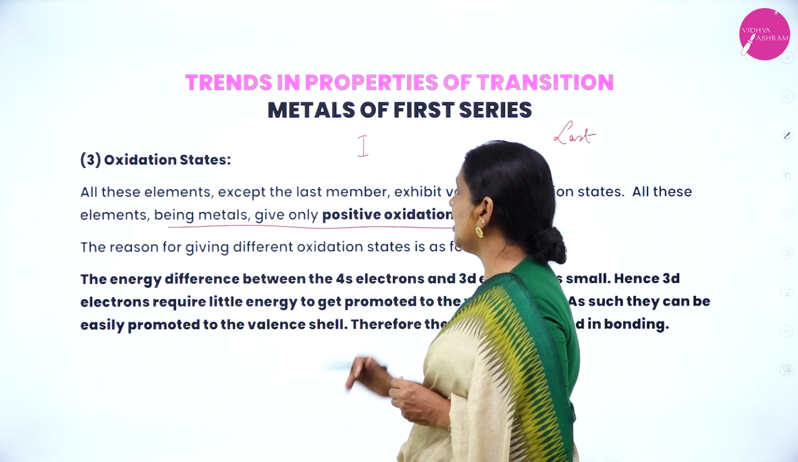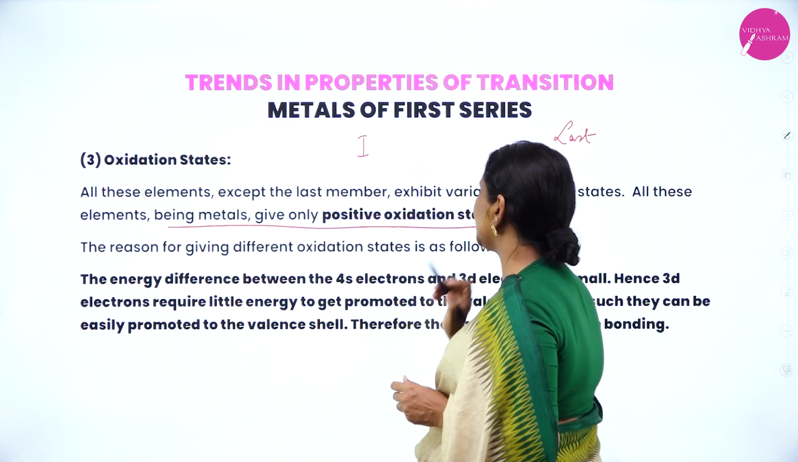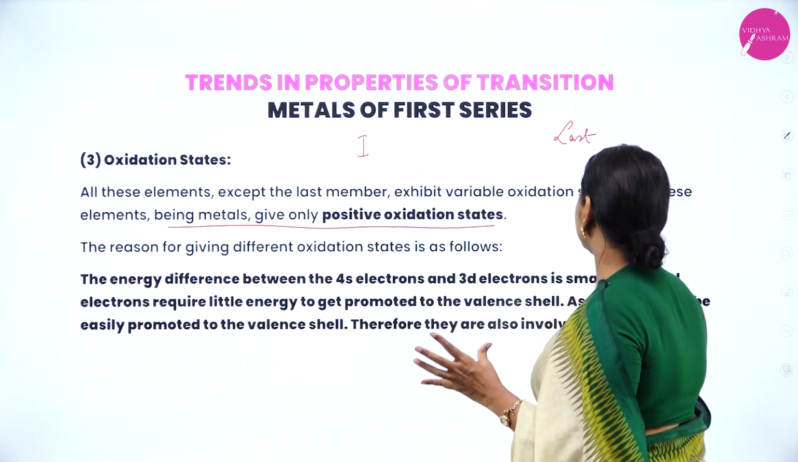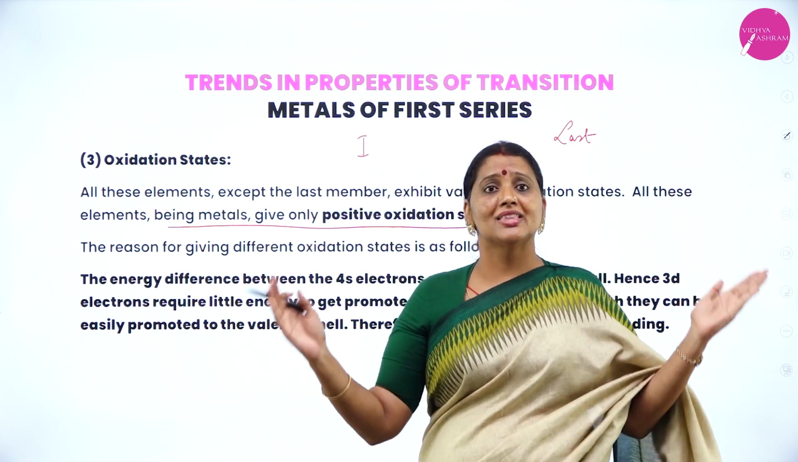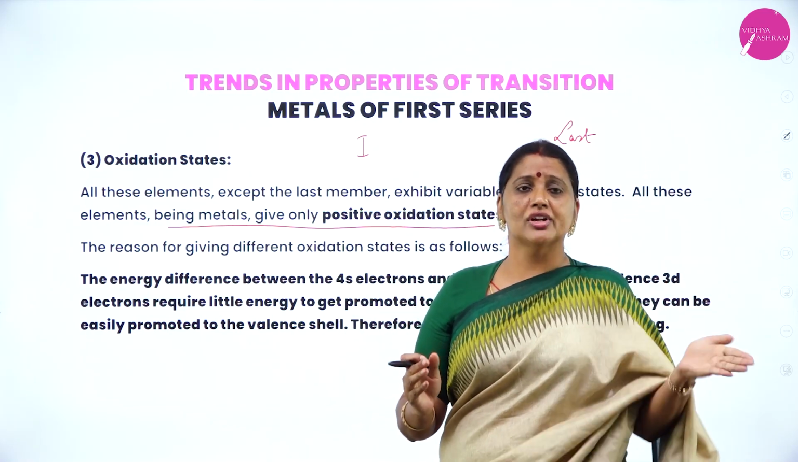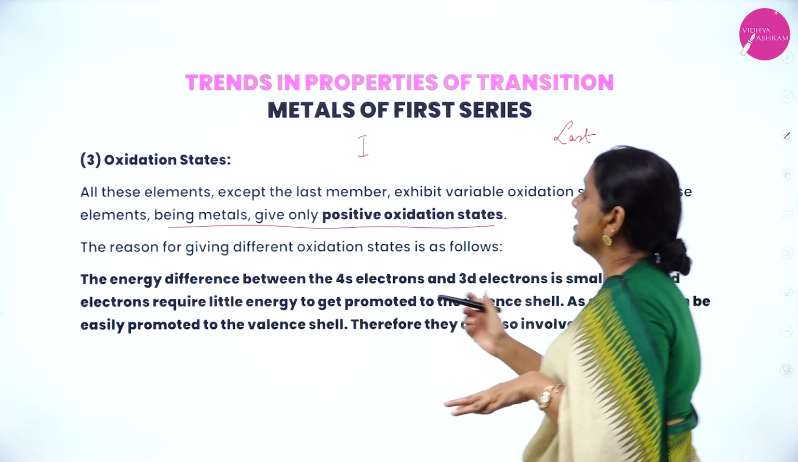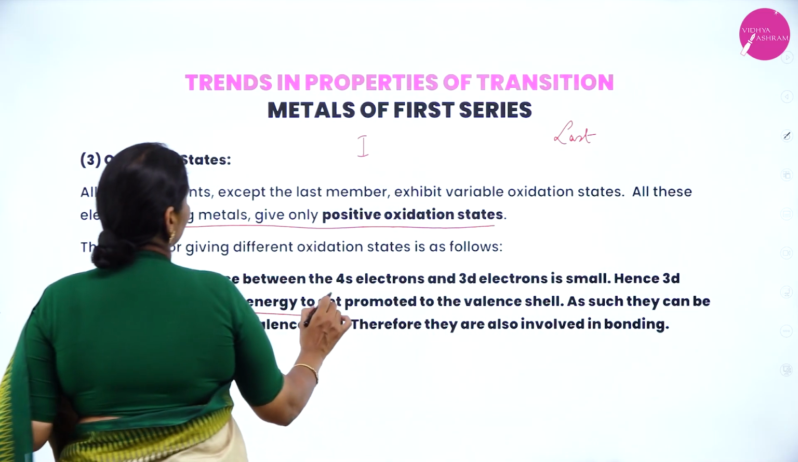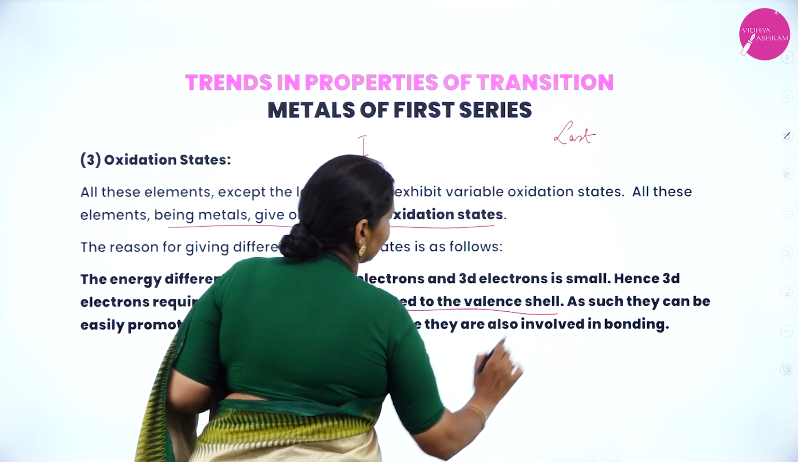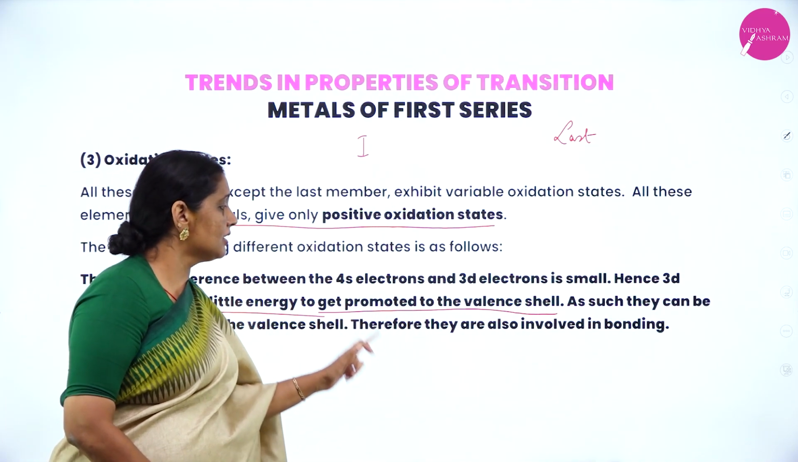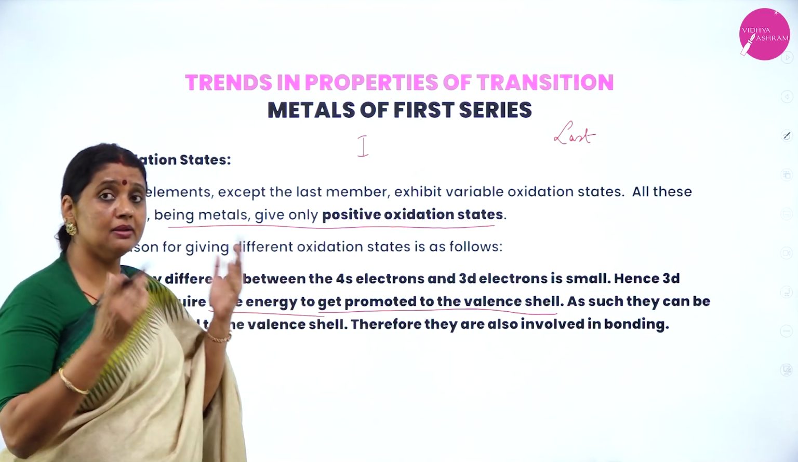The reason for different oxidation states is that the energy difference between the 4s electrons and the 3d electrons is very small. Hence, 3d electrons acquire little energy to get promoted to the valence shell. As such, they can be easily promoted to the valence shell. Therefore, they are also involved in bonding.